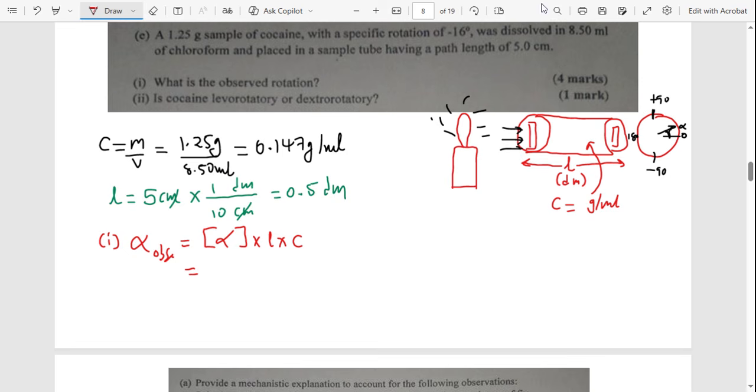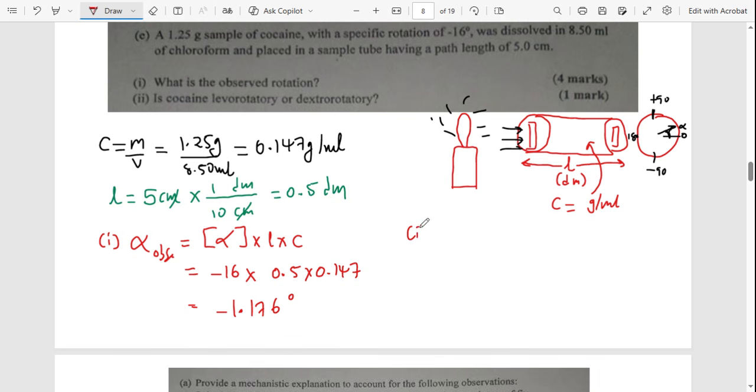So we are given the specific rotation, which is negative 16. Multiply that by the length, which is 0.5, and multiply by the concentration, which is 0.147. If you multiply these values, you should get negative 1.176. This is in degrees.